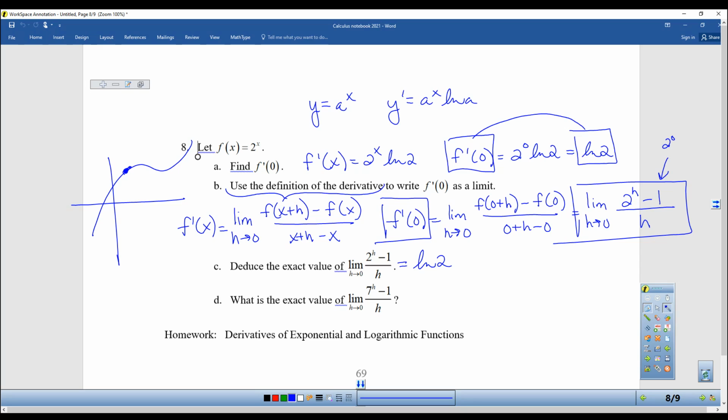So if you're in AP, it's very possible that they won't guide you through. They're not going to give you step A, they're not going to give you step B. They're going to jump straight to part C and see if you can figure out that the answer is the natural log of 2. So this is a huge and important question. And of course, if you just take it one step further, then what is the value as h approaches 0 of 7 to the h minus 1 over h? Natural log of 7.